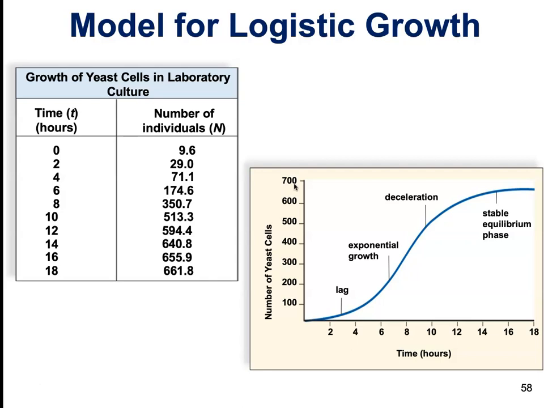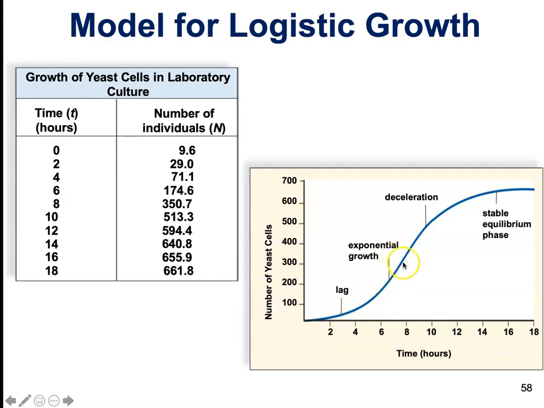What we're going to see if we try to grow yeast cells in a laboratory culture is that initially the population is going to be small because it's going to take some time. After 2 hours, 9 cells have become 30 cells. Okay, that's not bad. After another 2 hours, those 30 cells have become 70 cells. After another 2 hours, the 70 has become 174. We're starting to see that the population is picking up pretty quickly.